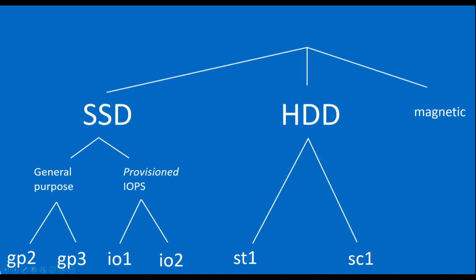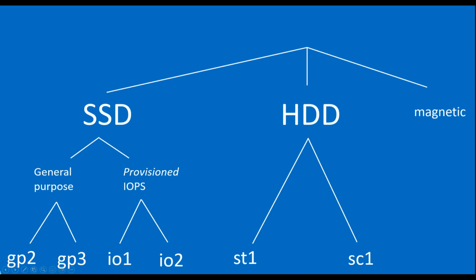A 5,334 gigabyte volume would get 16,000 IOPS. This means that the larger your volume, the better performance you'll get. Note that the minimum storage volume you can create is 20 gig.